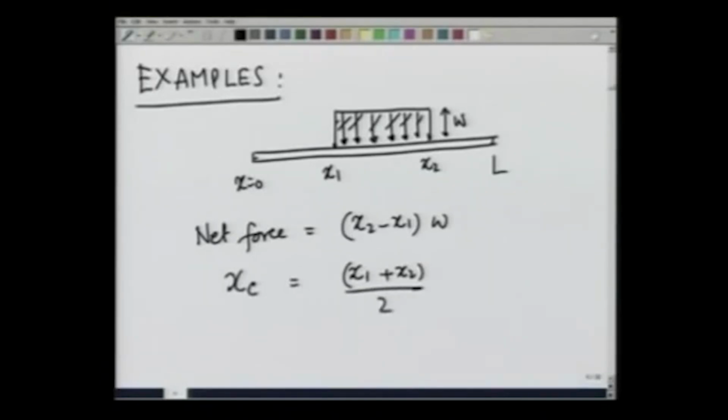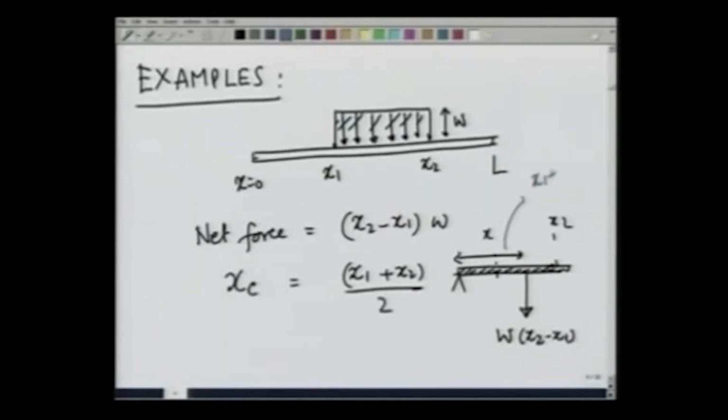Therefore, I can replace this entire force or represent this entire force like this. This is a beam, this is where it is hinged. The net force is of the amount W times x2 minus x1 acting at a distance. This is x1, this is x2, at a distance x1 plus x2 divided by 2. So, that is one example.